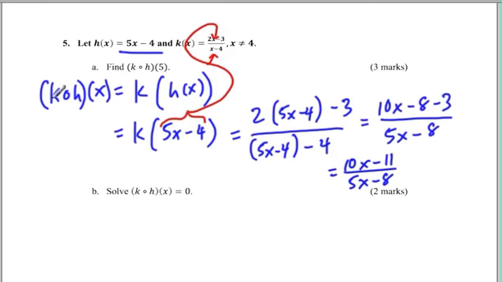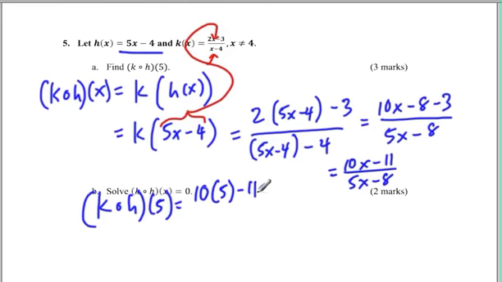Now the question didn't ask to find k of h of x, it says k of h of 5. So I'm going to write a little squished for space. K of h of 5 is simply, you have to plug in 5 over here. So it's 10 times 5 minus 11 over 5 times 5 minus 8.